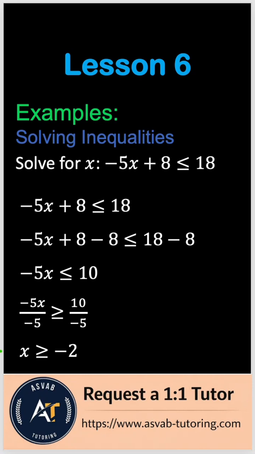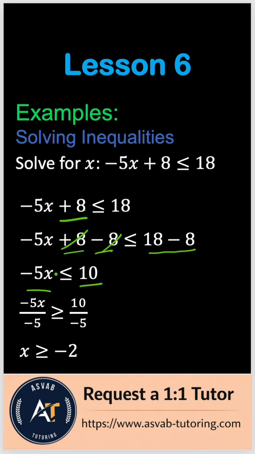Next, we have: solve for x, negative 5x plus 8 is smaller than or equal to 18. Now, in order to get rid of the plus 8, we have to subtract 8 from both sides. So we get negative 5x plus 8 minus 8 is smaller than or equal to 18 minus 8. So this 8 and this 8 cancel each other out. So we are left with negative 5x, and 18 minus 8 gives us 10.